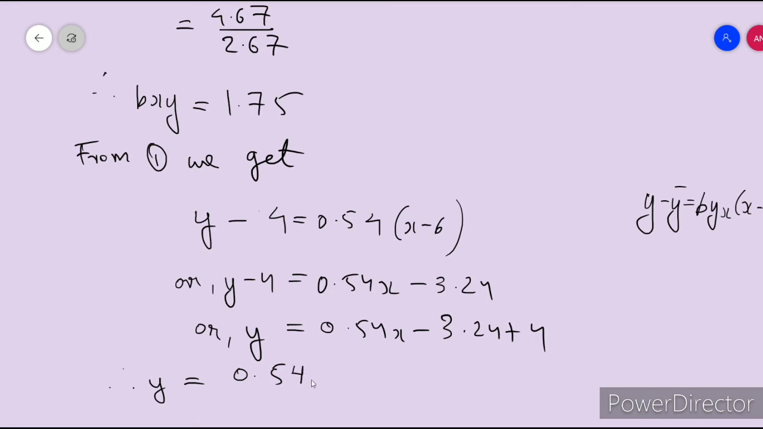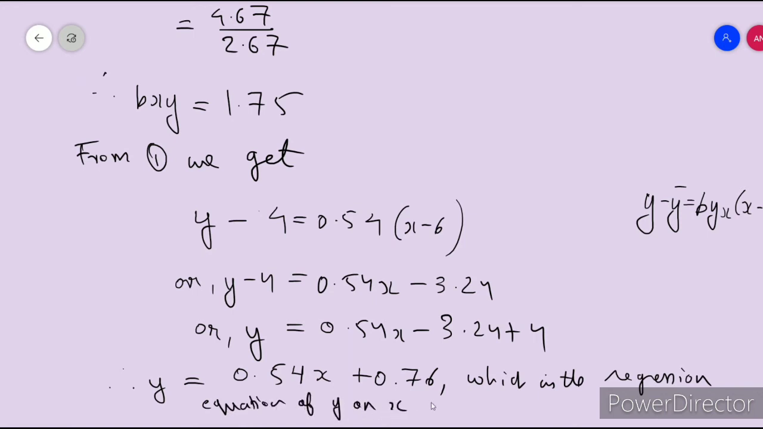So y equals 0.54 x plus 0.76, which is the regression equation of y on x.